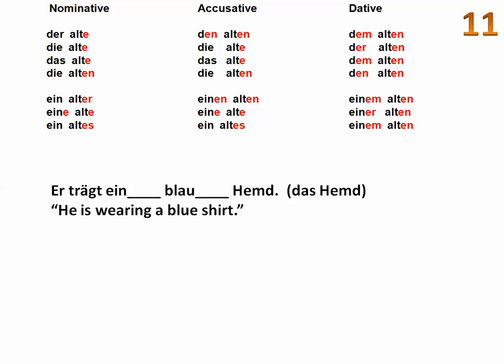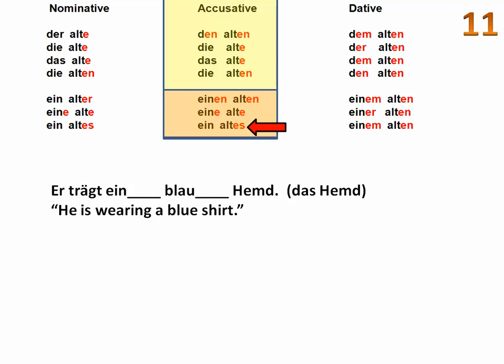Another example. He is wearing a blue shirt. What is he wearing? Shirt. Direct object. Is it a or the blue shirt? A. And shirt itself is a das word. So the ending is going to be er trägt ein blaues Hemd.